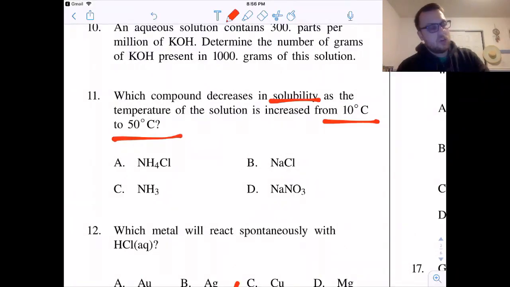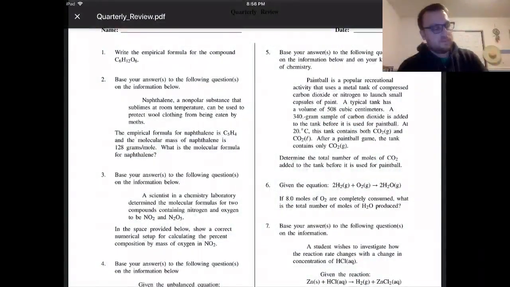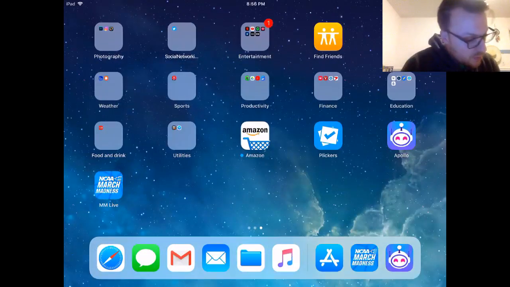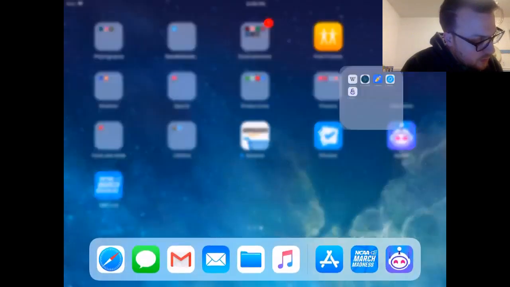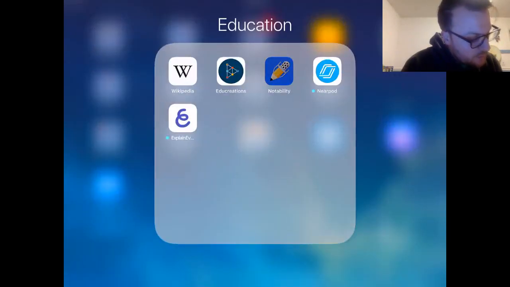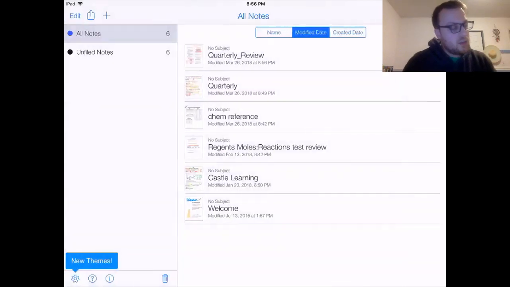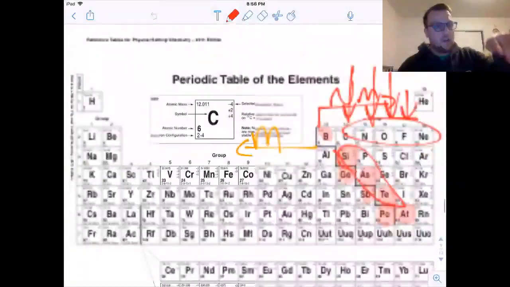So it said 10 to 50, right? If you look at Table G, like 90% of them are going up, up, up. HCl is always going down. NH3 is always going down. And SO2 is always going down. So those are your only answer choices: HCl, NH3, or SO2.